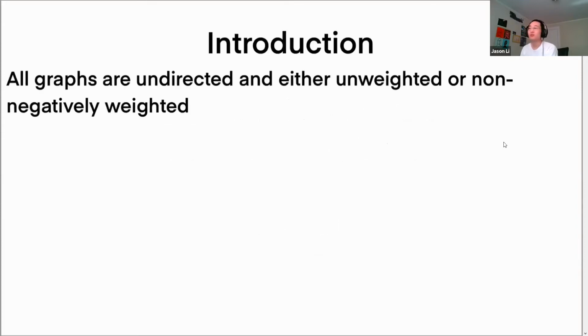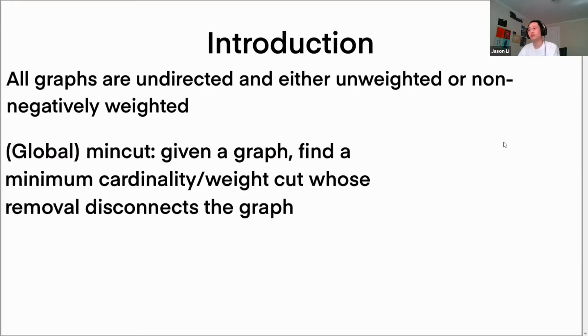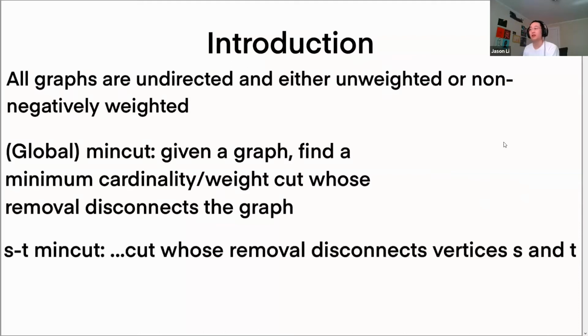In this talk, all graphs we'll be considering are undirected and either unweighted or non-negatively weighted. One problem we'll consider is the global min-cut, which is, given a graph, delete the min number of edges or min weight of edges to just disconnect the graph, so disconnect any two vertices S and T from each other. A very similar problem is the ST min-cut, which is: fix two vertices S and T, find the min-cut that disconnects S and T.